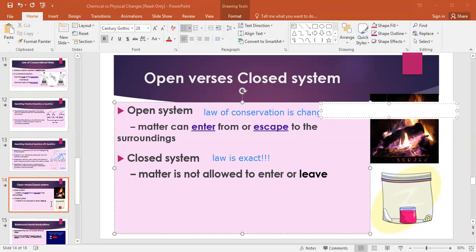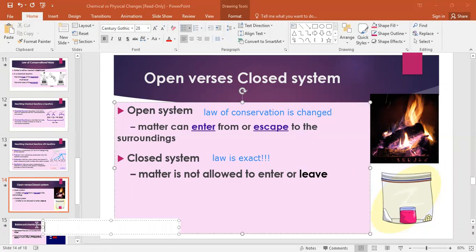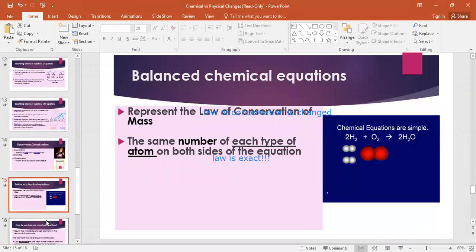Now, the next thing we're moving on to is how to balance them off. We'll be looking at that in a separate video, because I don't want this one to get too complicated. So, lesson for the day.